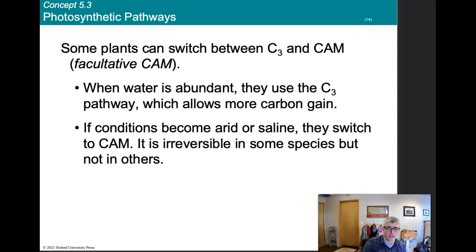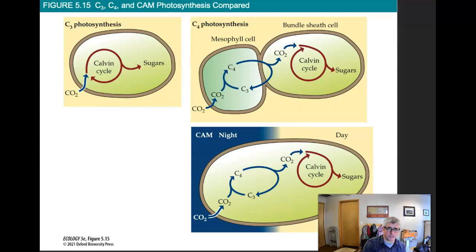Some plants can switch between C3 and CAM, called facultative CAM. When water is abundant, they use the more efficient C3 pathway, which allows them to gain more carbon. And if conditions become arid or saline, they switch to CAM. It's irreversible in some species, but not in others.